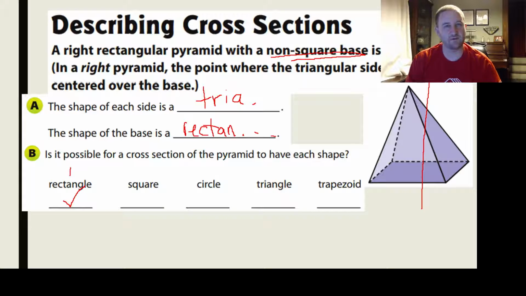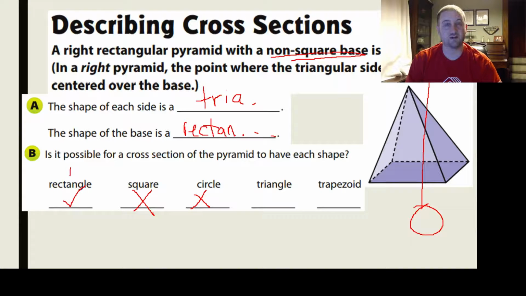Actually, no. We're going to find out here in just a second what that's going to look like. So actually, it's not possible to get a square here. What about a circle? Can we cut through this anyway to get a circle? Remember, a circle is going to look like that. I don't think so. No.